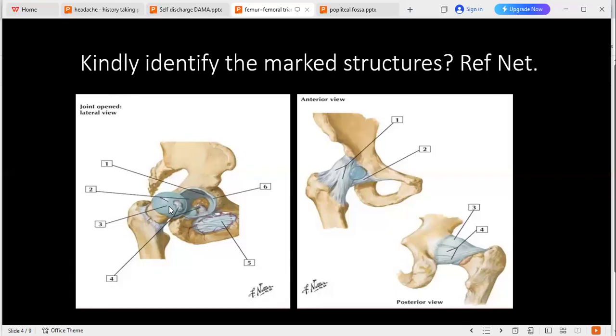Okay. Would you be able to identify other structures like 3, 4, 5, and 6? If not, then we are moving on to the right hand side. Would you be able to? No? Okay, we are moving here.